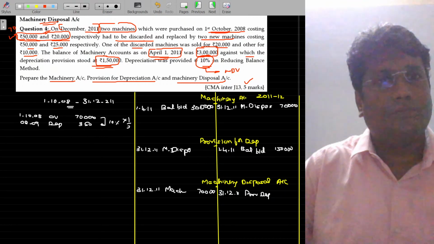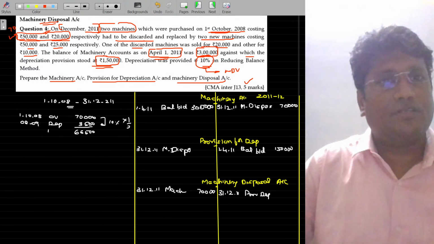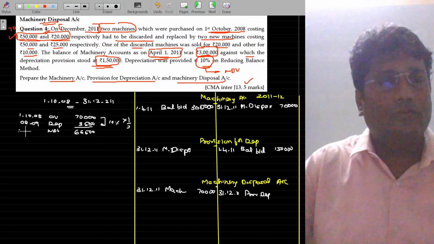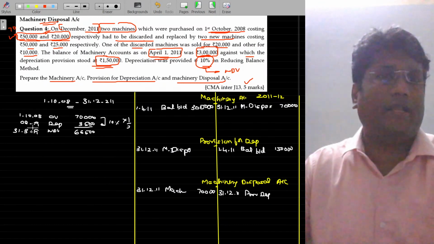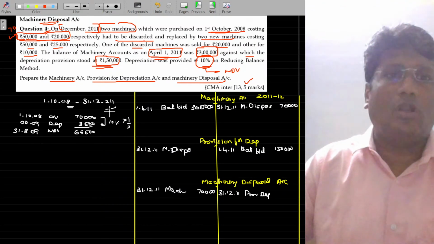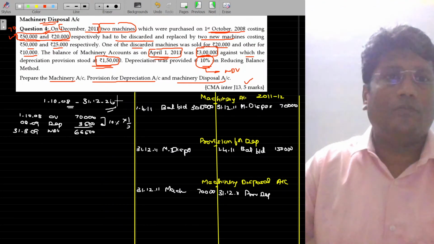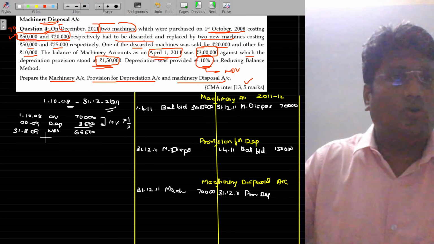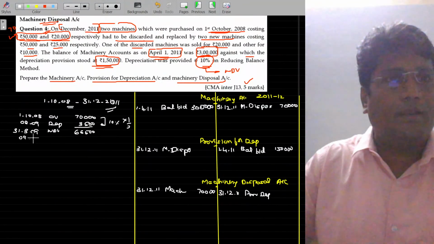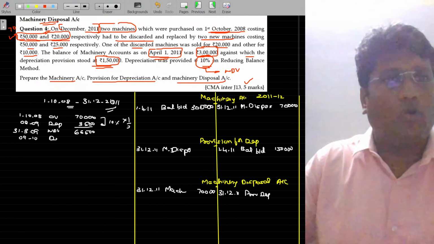3,500 will be the depreciation. Then the ultimate value being 66,500. This is the WDV. WDV as on which date? 31st March 2009. One year is over, but sold as on this date, right? So 2009-10, we have to again claim the depreciation for one full year.